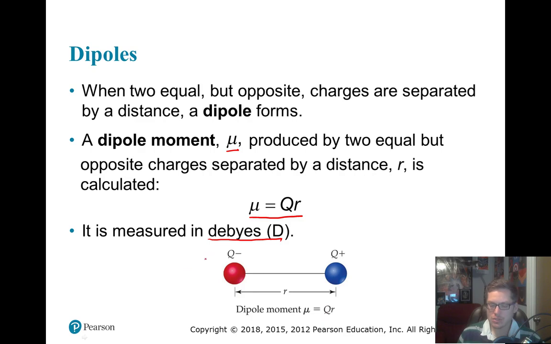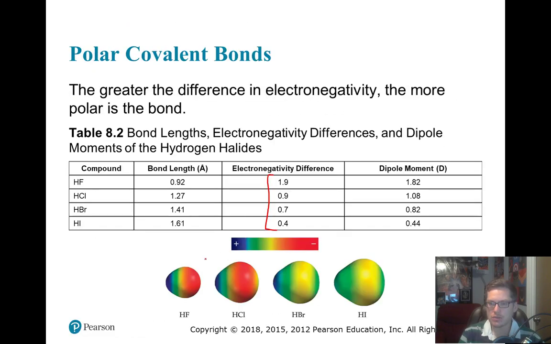This is just a way of keeping track of what is going on in our bond. For example, this one has a dipole moment of 1.82, and this one has 1.08. So notice that the more polar the molecule, the bigger the dipole moment.